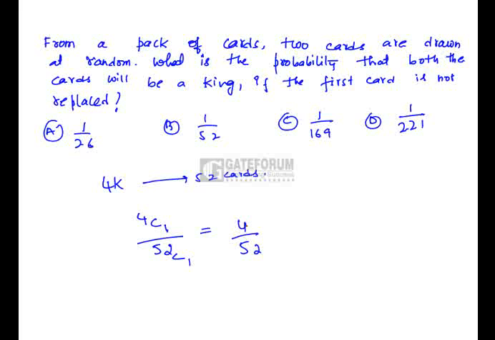But in the second pick, what is he saying? The card is not replaced. If the card is not replaced, there will be only 51 cards here and 3 kings, because already we have taken 1 king. So what is the probability? The next probability will be 3 by 51, so overall it is nothing but 1 by 221. That is option D.